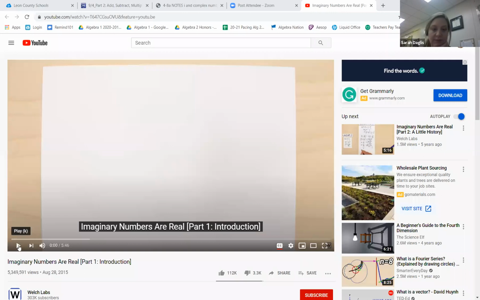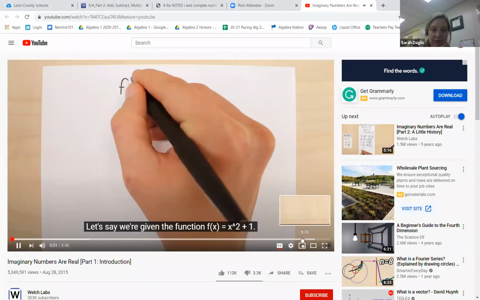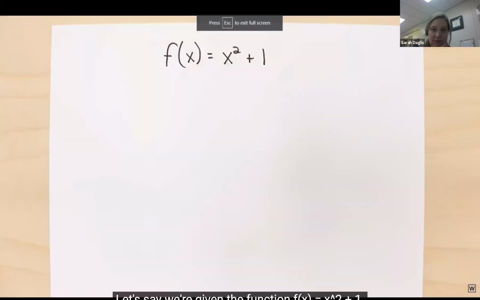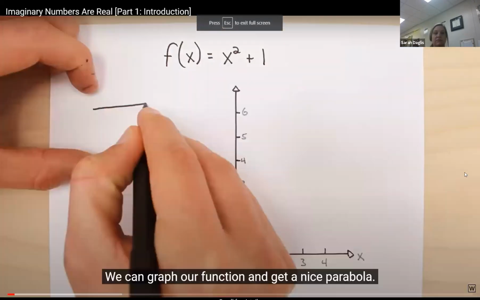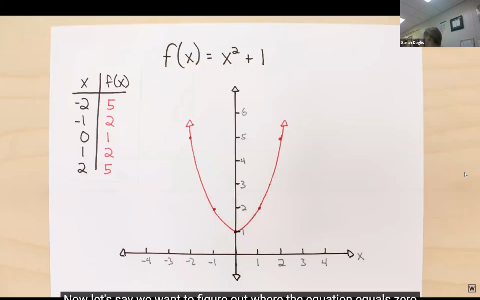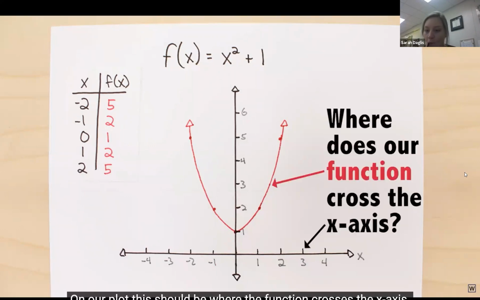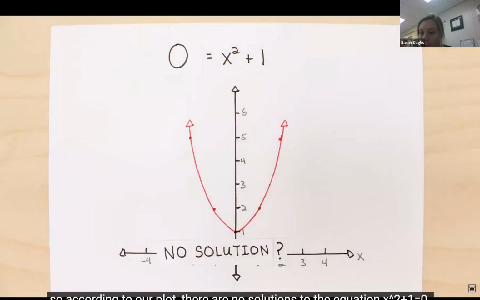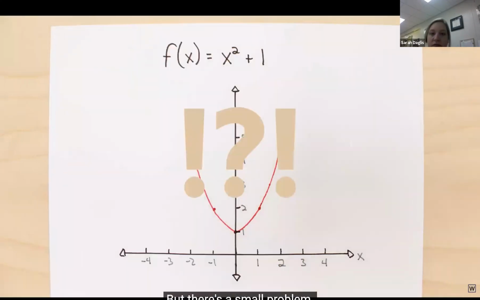All right. Let's say we're given the function f of x is equal to x squared plus 1. We can graph our function and get a nice parabola. Now, let's say we want to figure out where the equation equals 0. We want to find the roots. On our plot, this should be where the function crosses the x-axis. As we can see, our parabola actually never crosses the x-axis, so according to our plot, there are no solutions to the equation x squared plus 1 is equal to 0. But there's a small problem.